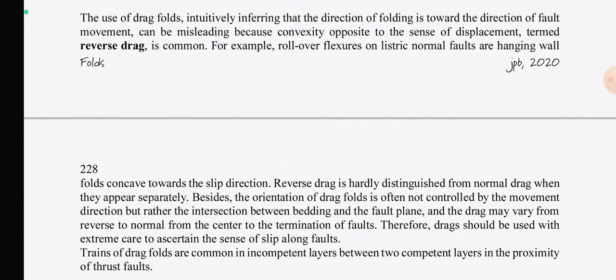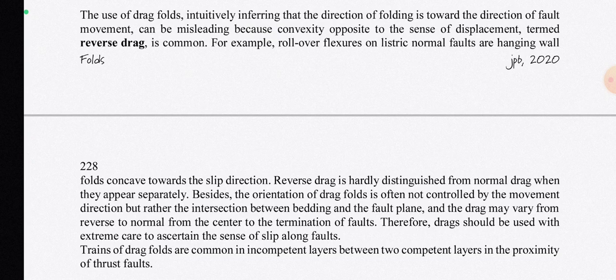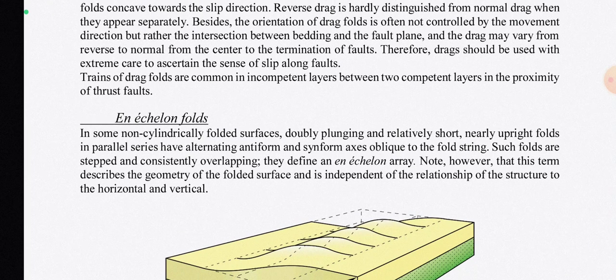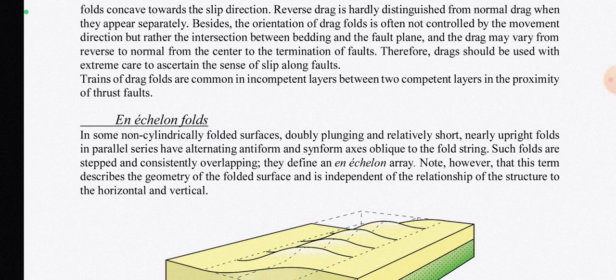The use of drag folds, intuitively inferring that the direction of folding is toward the direction of fault movement, can be misleading because convexity opposite to the sense of displacement, termed reverse drag, is common. For example, rollover flexures on listric normal faults are hanging wall folds concave towards the slip direction. Reverse drag is hardly distinguished from normal drag when they appear separately.